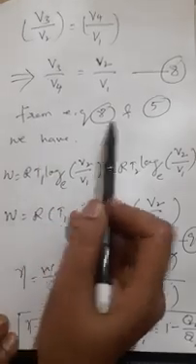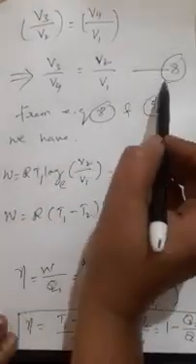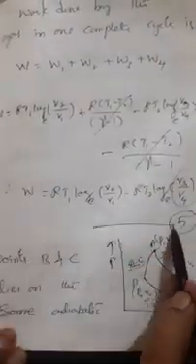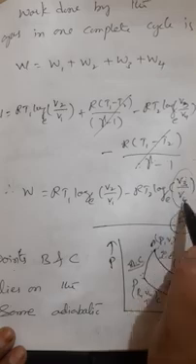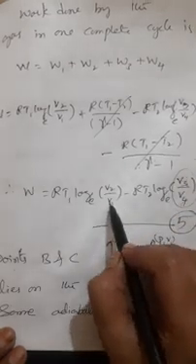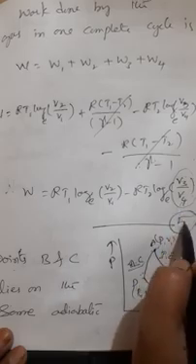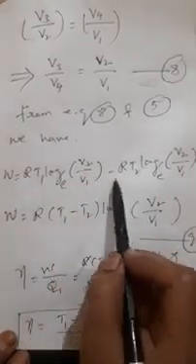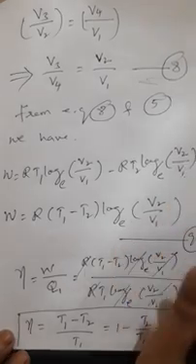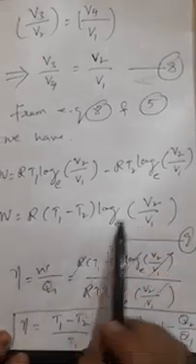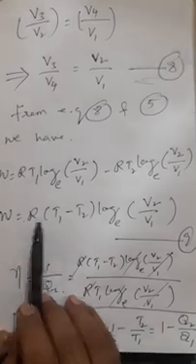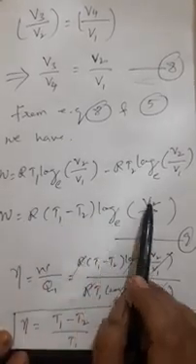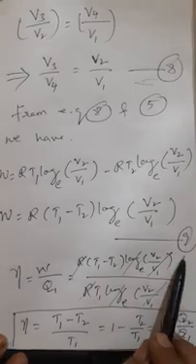Now from equation number 8 and 5, so this is equation number 8 and the next is equation number 5. Now we got V3 by V4 is nothing but V2 by V1. So simply we are substituting equation number 8 in equation number 5. When you substitute this, then we will get RT1 log e V2 by V1 minus RT2 log e V2 by V1. Now you take out R, R(T1 minus T2) log e V2 by V1. This is equation number 9.